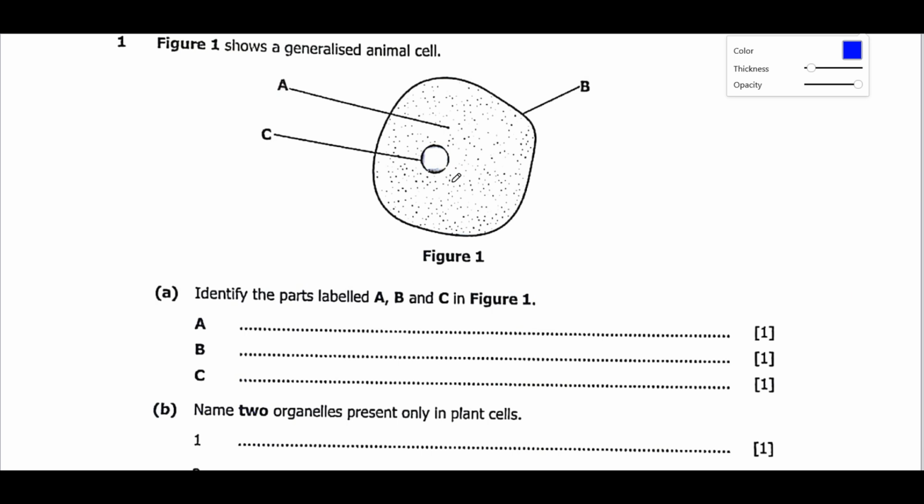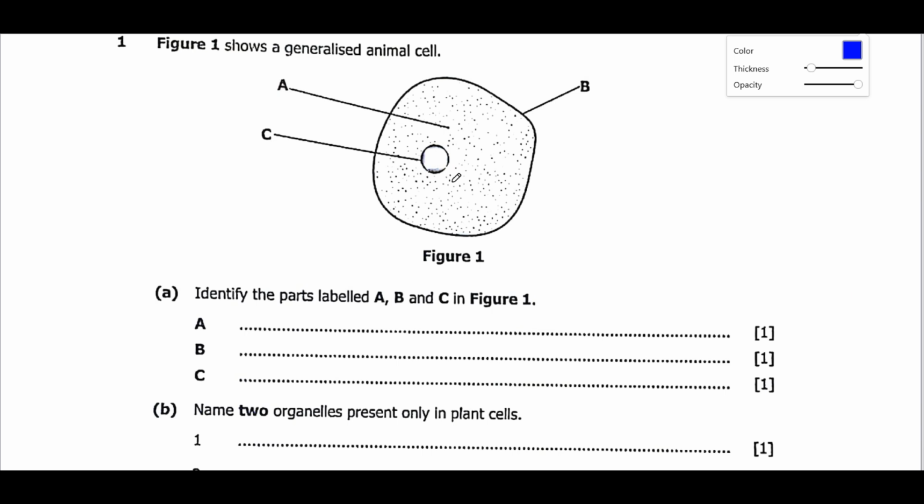Let's begin with the first question we have. Figure 1 shows a generalized animal cell. A cell is considered to be a basic unit of a living organism, which simply means that the life of a living organism depends on a cell. Now we have two types of cell, an animal cell and a plant cell, but we are focused on an animal cell, and we can tell from the shape that this is an animal cell because it is irregular in shape.